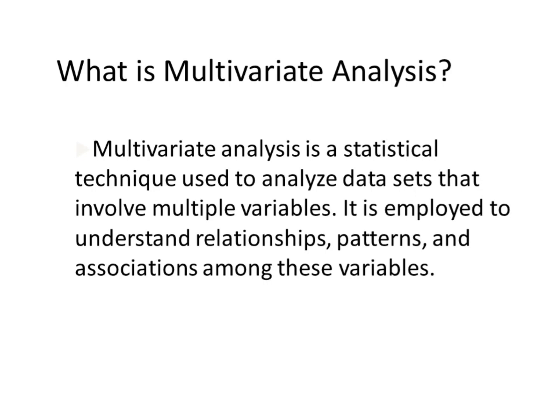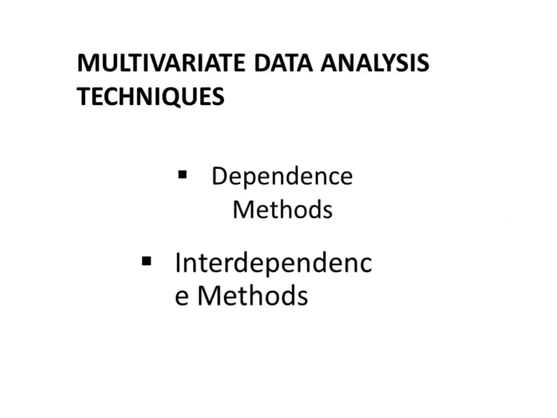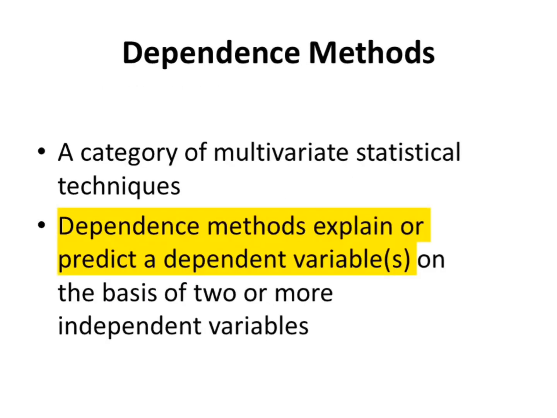But in general, multivariate analysis is a statistical technique used to analyze data sets that involve multiple variables. It is employed to understand relationship patterns and associations among these variables. So we are going to proceed to the multivariate data analysis techniques. We have the dependence methods and the interdependence methods. The dependence methods explain or predict a dependent variable on the basis of two or more independent variables.